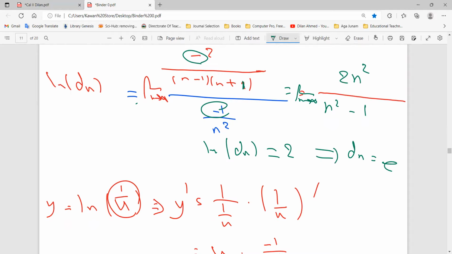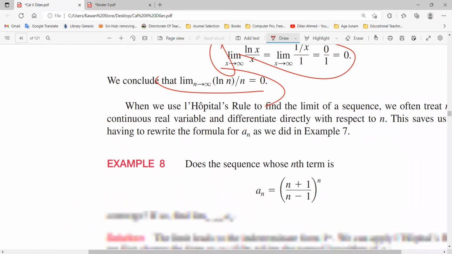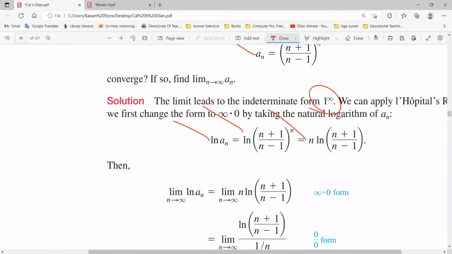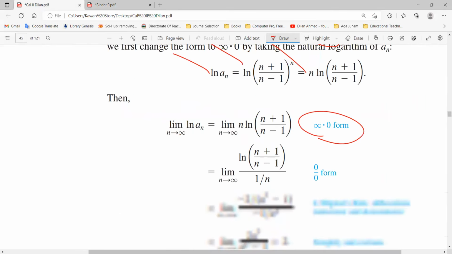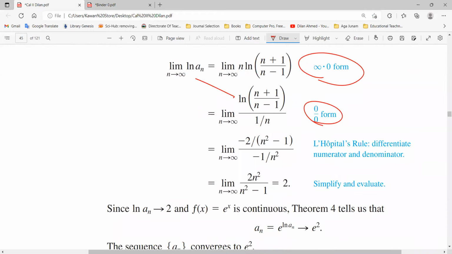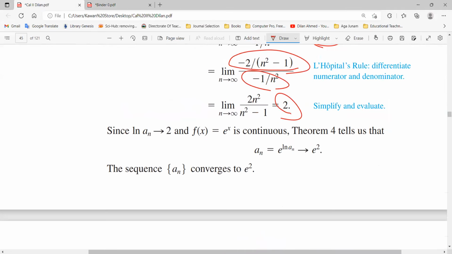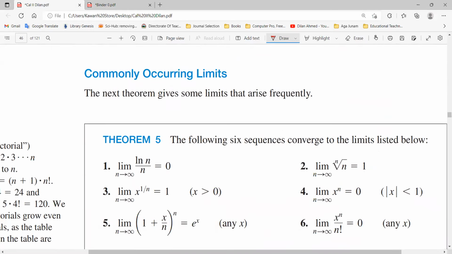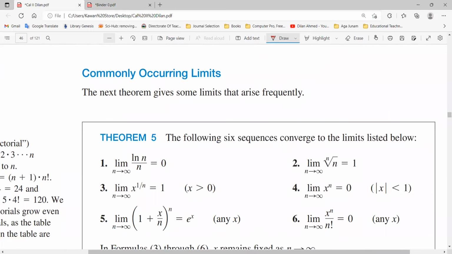dn equals what? e to power 2. Converge or diverge? Converge. So here we are, an ln n, that form, change it to that form. Derivative of here is equal to that one. The result will be here. We have what? an is equal to e to power n. Understood, dear? Do you have any problem?